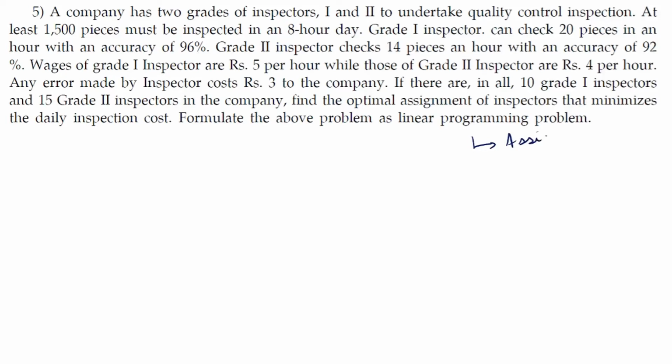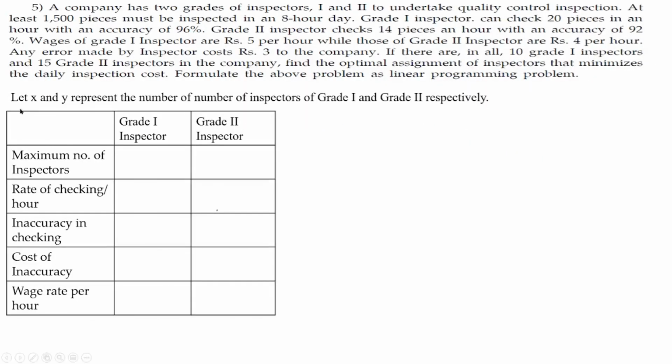So we have to find how many inspectors should be assigned so that the total cost is minimized. Now let x and y represent the number of inspectors of grade 1 and grade 2 respectively. Here, if we draw a table, it will be easy for us to formulate the given problem.